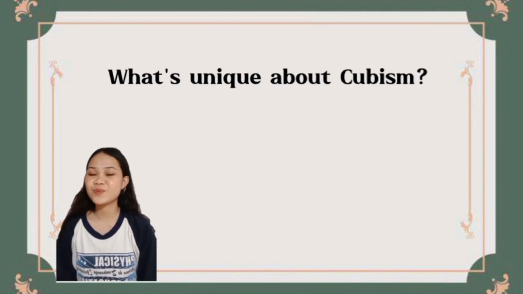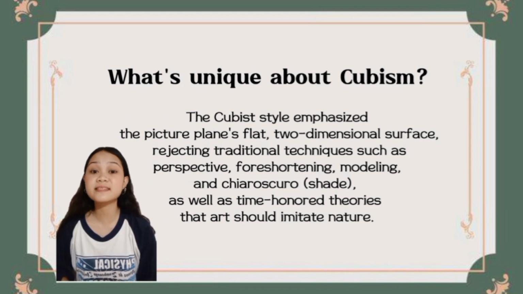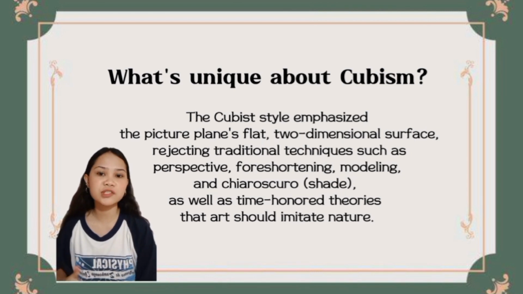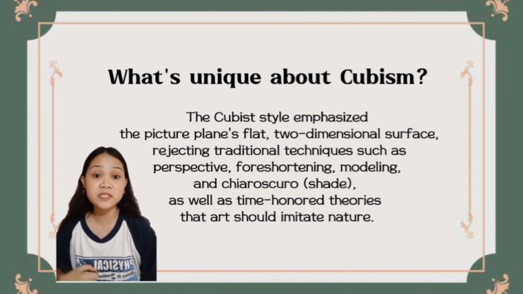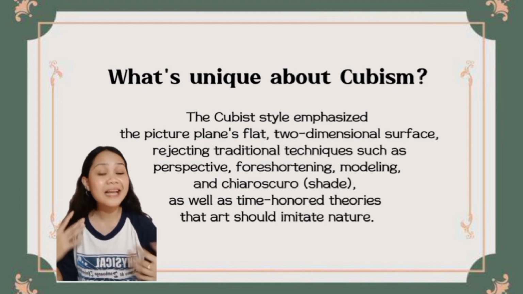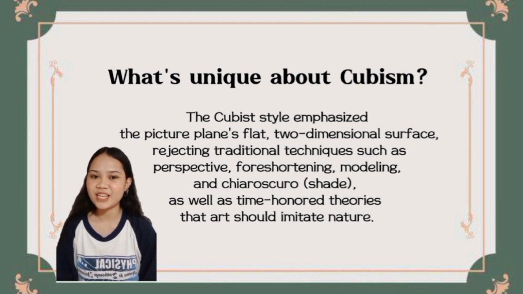What's unique about Cubism? The Cubist style emphasized the picture plane's flat, two-dimensional surface, rejecting traditional techniques such as perspective, foreshortening, modeling, and chiaroscuro or shade, as well as time-honored theories that art should imitate nature.